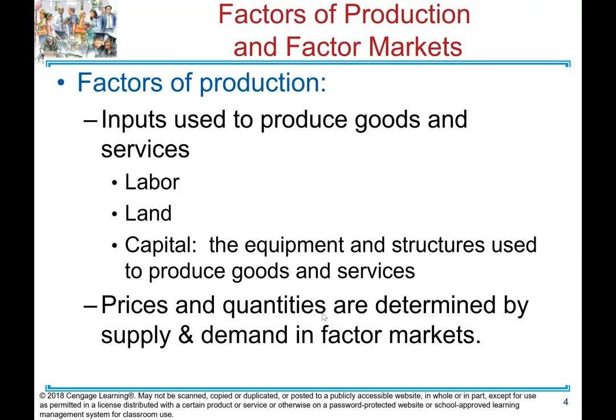Factors of production and factor markets. What are factors of production? These are the inputs used to produce goods and services, and they include labor, land, and capital, the equipment and structures used to produce goods and services. Prices and quantities are determined by supply and demand in factor markets.